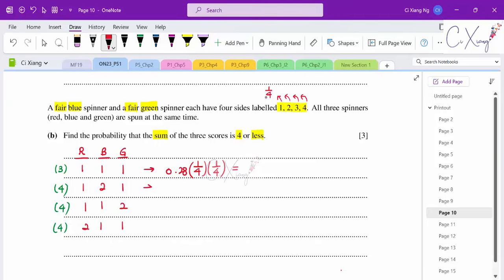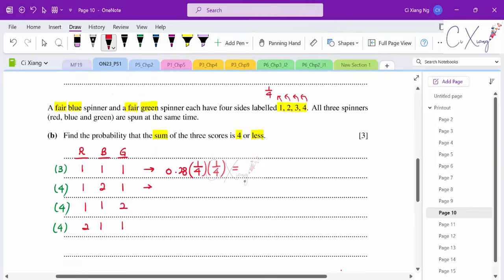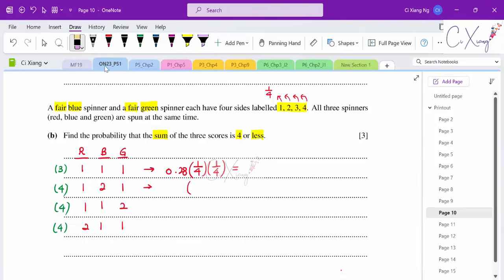Then after that, for the second case, again, red color equals 1. So the probability is 0.28 again. For green and blue color, they are still the same, which is 1 over 4. So 0.28, then 1 over 4, then 1 over 4. After that, for the third case, red color is still 0.28 because it equals 1. For the green and blue probability, they are always the same, no matter what score you are getting.